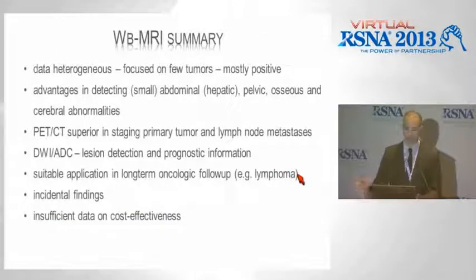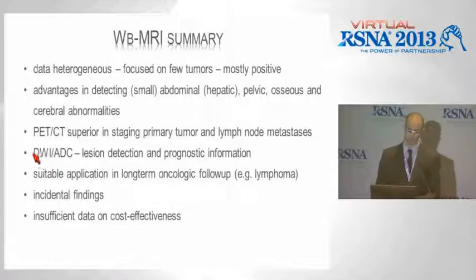So as a summary, we've seen there's lots of data out there. Sometimes the quality of the data is not so good. Mostly the perspective is really positive. The advantages are really in detecting small lesions in various organs that are problematic for the main competitor, PET CT. However, in staging instances, PET CT is still superior. That's because in whole body MRI you get more lesions that are false positive compared to PET CT.